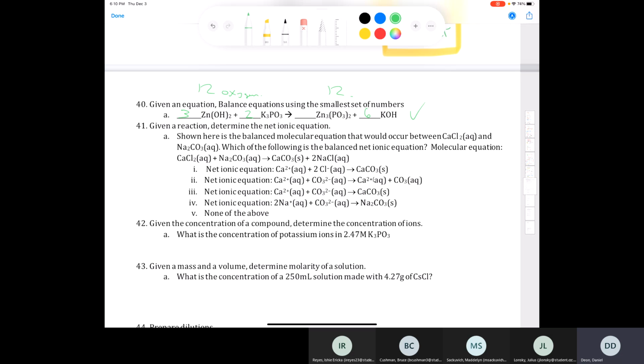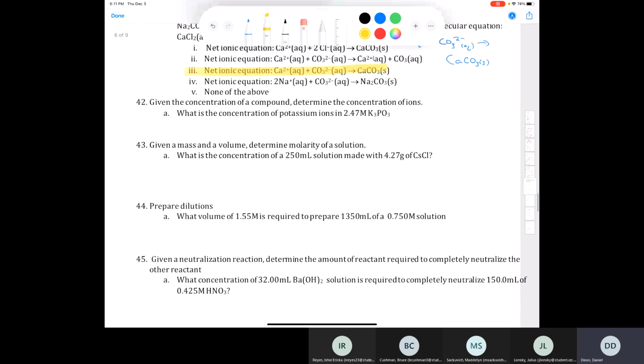Number 41. Shown here is the balanced molecular equation that would occur between calcium chloride and sodium carbonate. Which of the following is the balanced net ionic equation? Well, if calcium carbonate is a solid, then hopefully you've picked up on this by now that the net ionic equation would just include those ions. So you'd have calcium 2+ plus carbonate 2- aqueous gives you calcium carbonate solid. So if I look at these, it would be 3. All right, there we go.